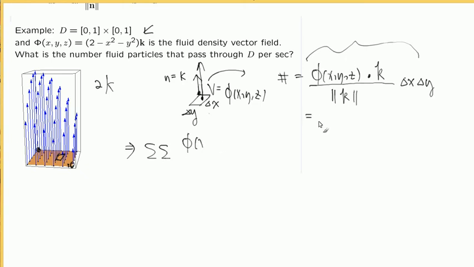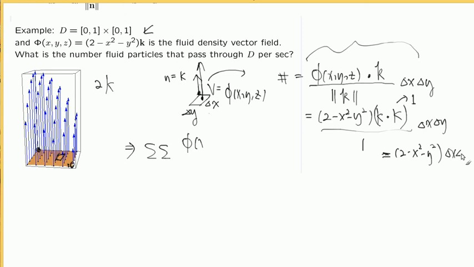What is this vector here? 2 minus x squared minus y squared. That's a scalar, right? And k dot k. And what is the length of that vector? K, 1, right? That's the unit vector upward. And multiply by delta x and delta y. That's a scalar. You can set it aside using the associativity law. What is k dot k? Also 1. So that scalar is simply 2 minus x squared minus y squared times delta x delta y.